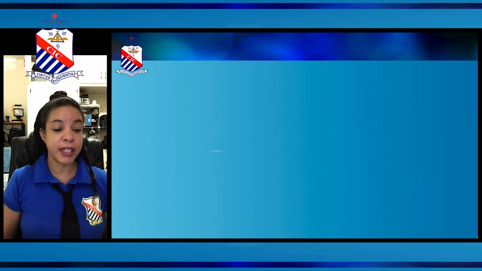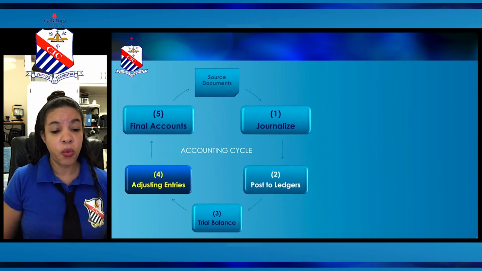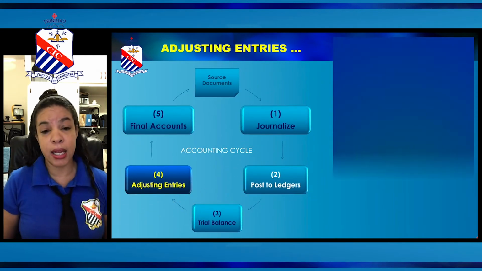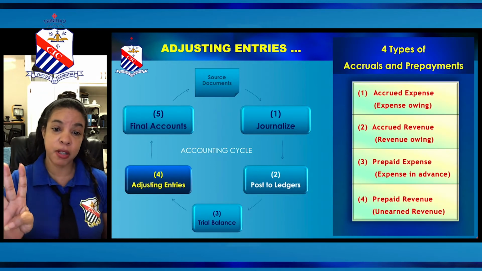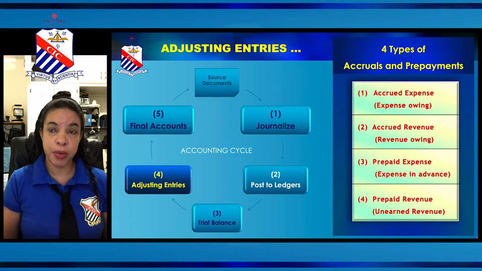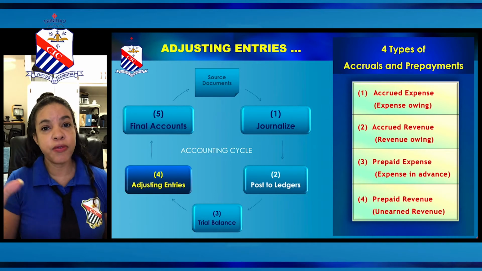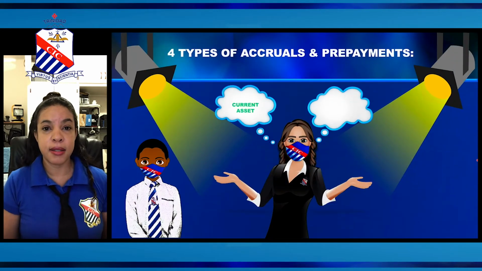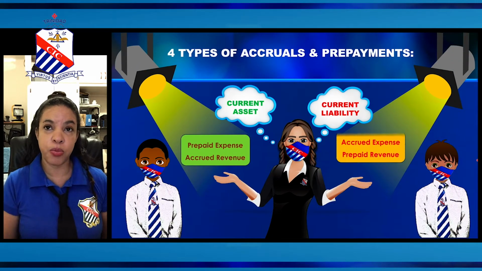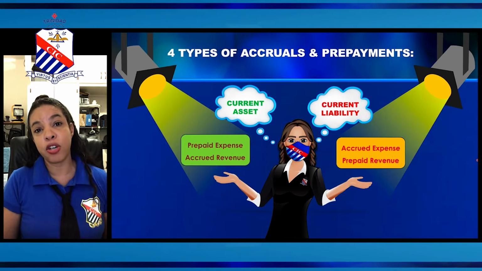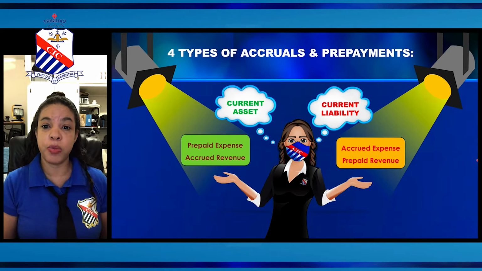So, in the accounting cycle, we have been doing the adjusting entries, starting with the accruals and the prepayments, and the 4 types of accruals and prepayments: the prepaid expenses, prepaid revenue, accrued expenses, and accrued revenue. Now, these 4 types are assets and liabilities, with the prepaid expenses and accrued revenue being the assets, and the accrued expenses and prepaid revenue being the liability.